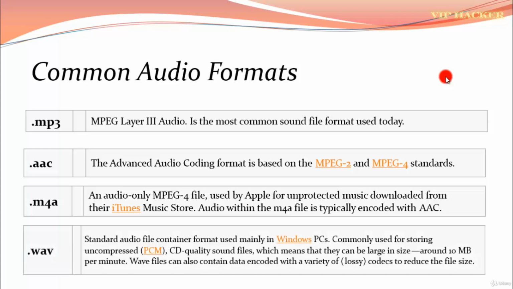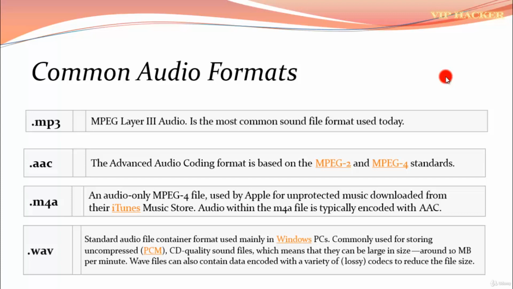And the next is .wav, which is also known as WAV or wave. This is a standard audio file container format used mainly in Windows PCs. So in operating systems where Windows is there, this is commonly used, and it is commonly used for storing uncompressed PCM CD quality sound files, which means that they can be large in size, around 10 MB per minute, and these WAV files can also contain data encoded with a variety of lossy codecs to reduce the file size. So basically these four are the main file formats for audio, generally in trend for working on audio edits.